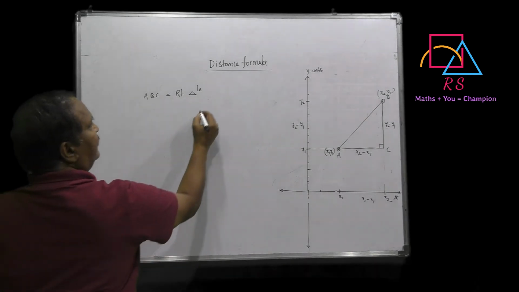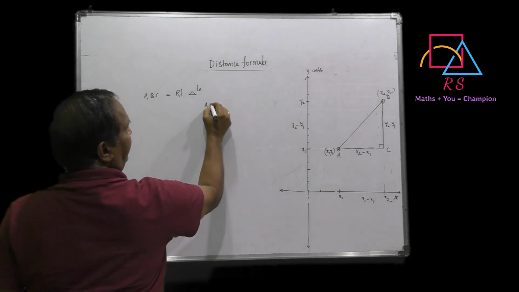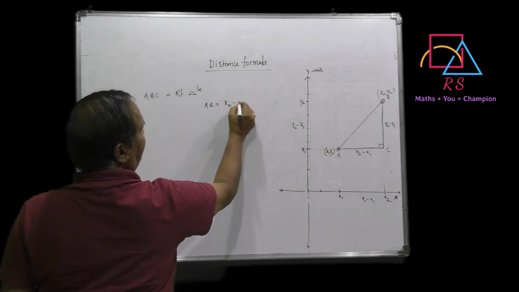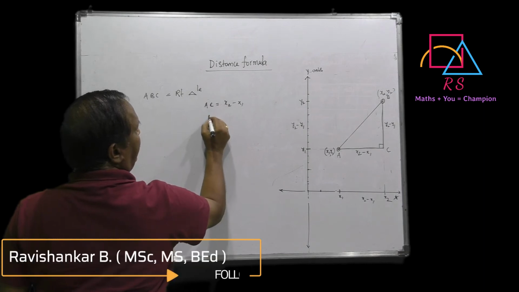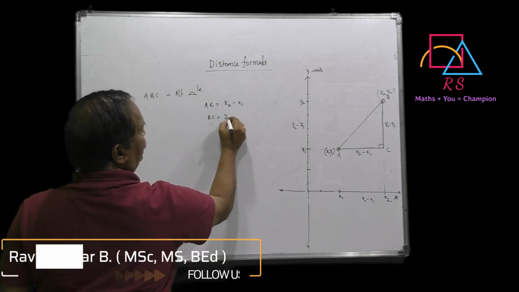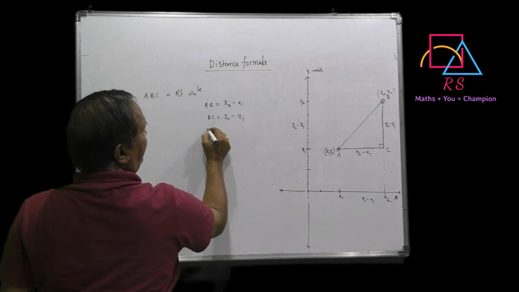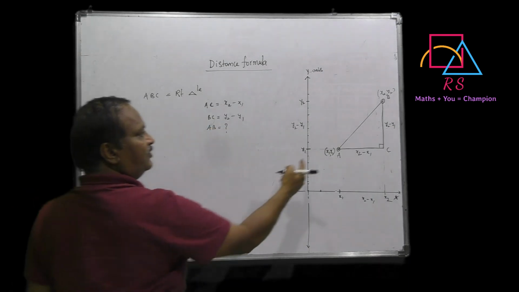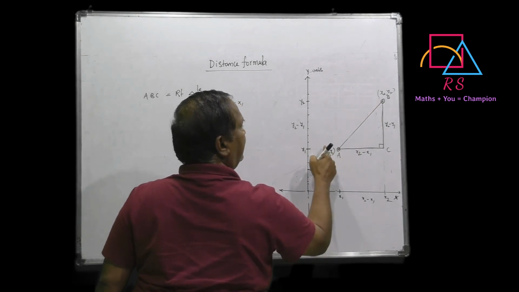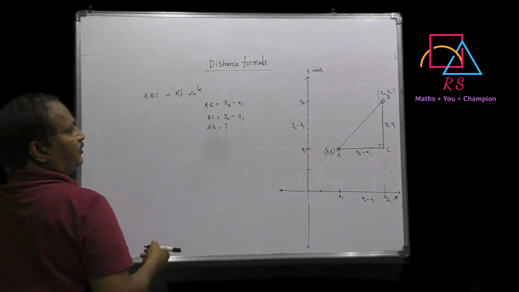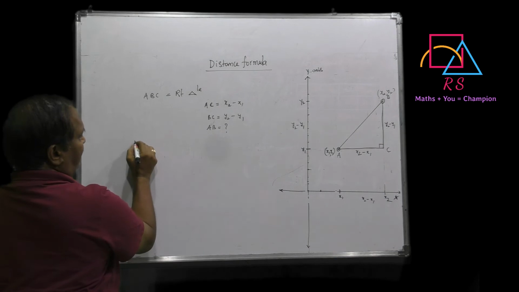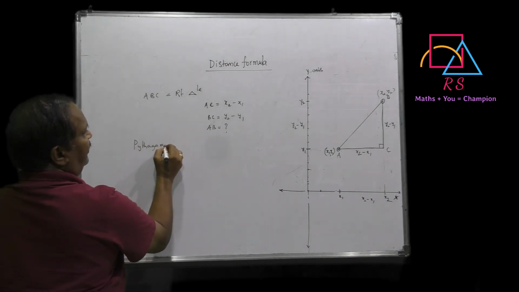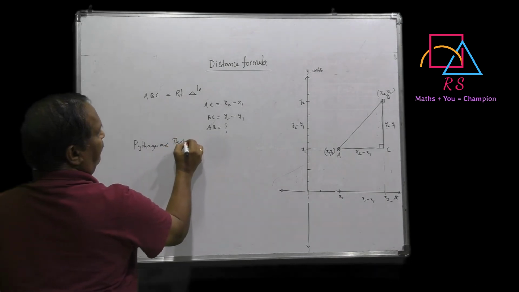So in this we know AC is equal to how much? x2 minus x1, and BC we know is y2 minus y1. Now we have to find out AB. Our target is also to find out AB. So you can use the Pythagoras theorem. Whenever there is a right angle triangle, you can use Pythagoras theorem.